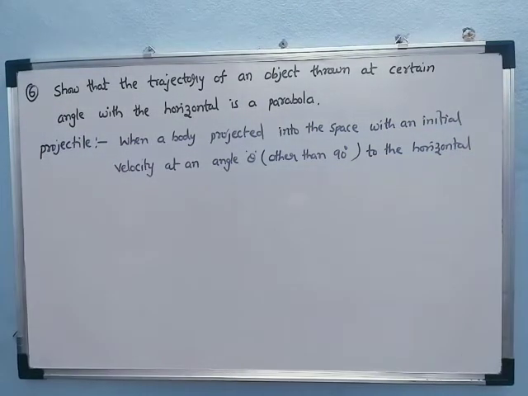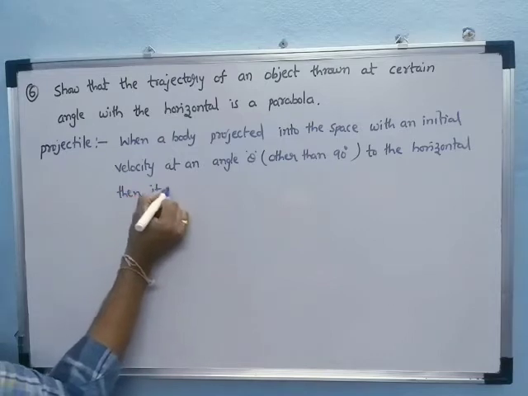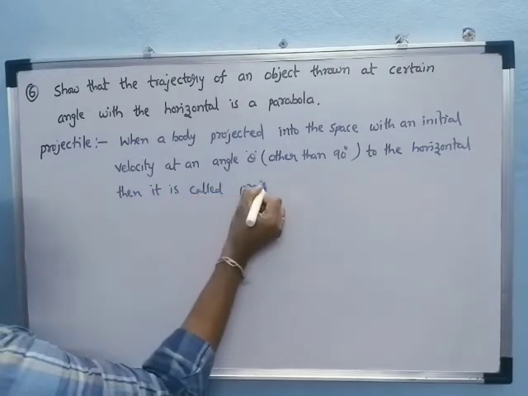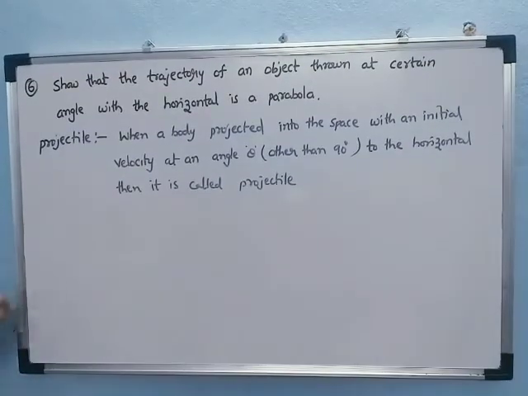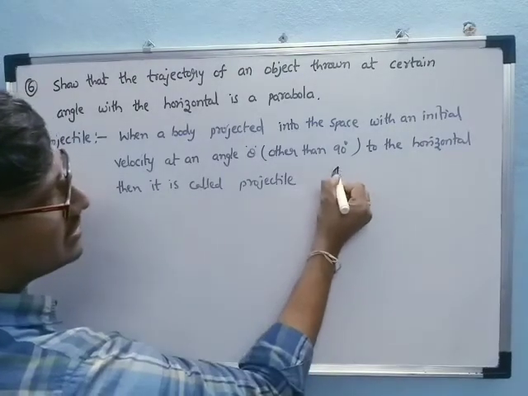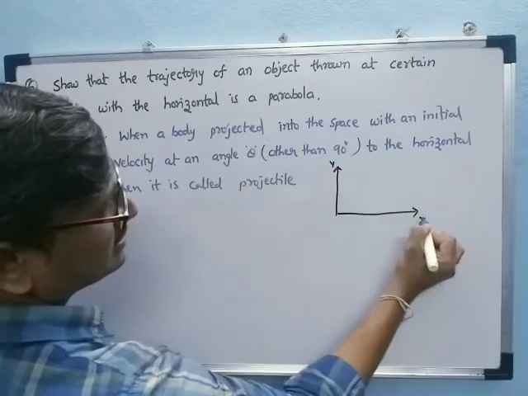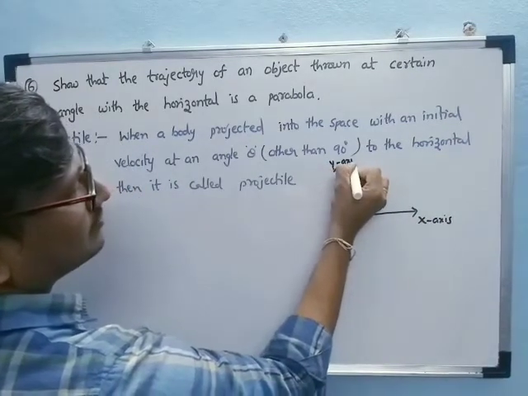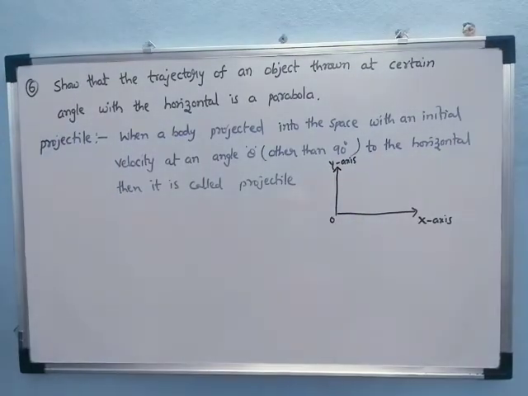to the horizontal, then it is called a projectile. See, when a body is projected into space, this is considered the x-axis and this the y-axis, taken from the origin. These two are perpendicular to each other, 90 degrees.